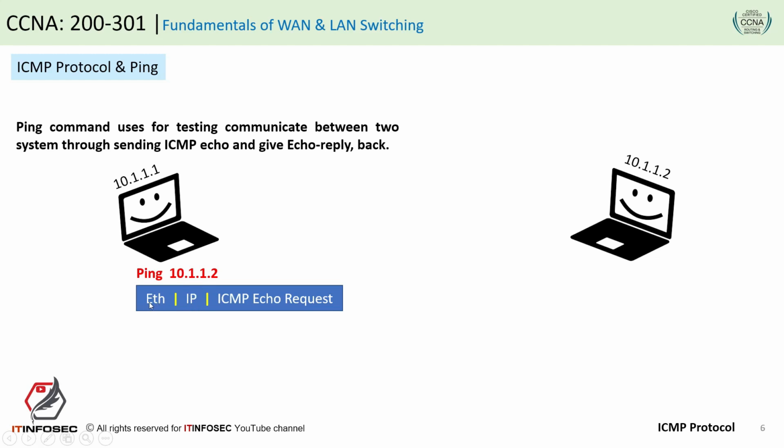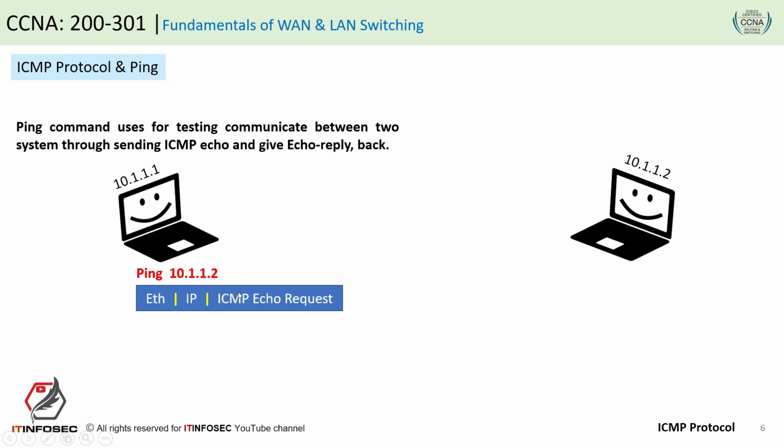Ethernet is the layer 2 protocol. These two computers are connected to each other through, for example, a layer 2 switch. And this part will contain the request based on the command. This command is ping. Ping uses ICMP. Because I want to ping that side, my computer will send an ICMP echo request.